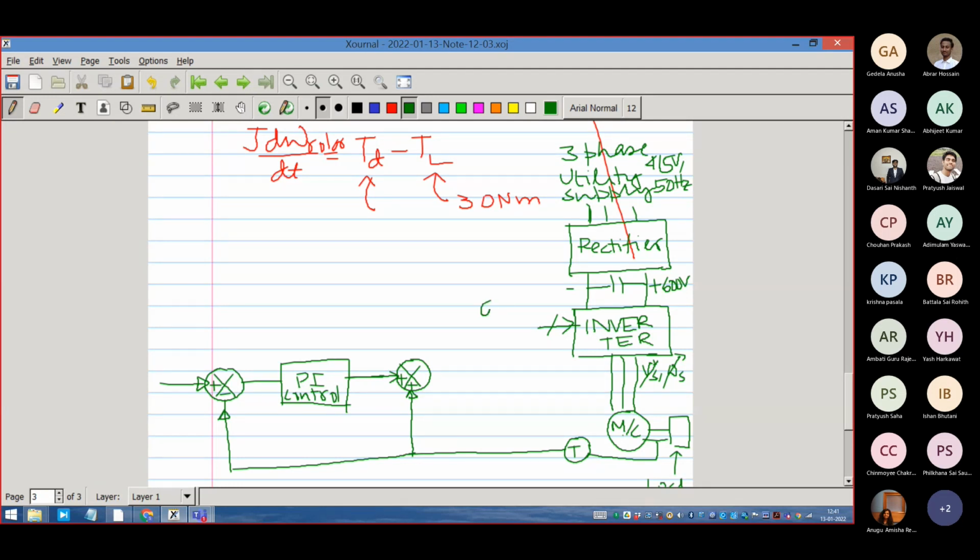It generates gate signals. Okay, my pen is creating a problem. Anyway, gate signals to the semiconductor devices. And normally for a 3-phase inverter you have 6 devices, so 6 pulses will be given.